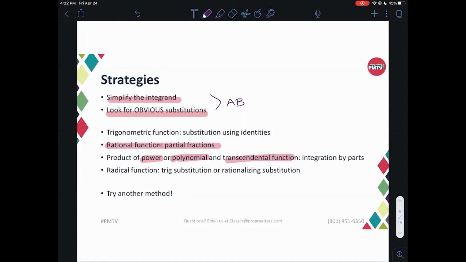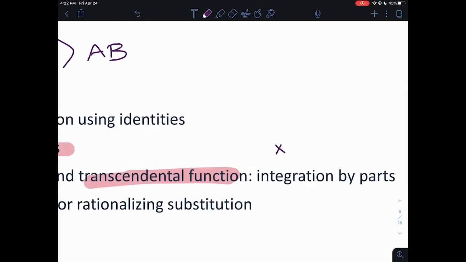Very common integration by parts is when we have a nice linear function and then an exponential, or some kind of product between a polynomial or a power function and then a transcendental function. That's when integration by parts works really, really well. Integration by parts, again, is undoing the product rule of differentiation.